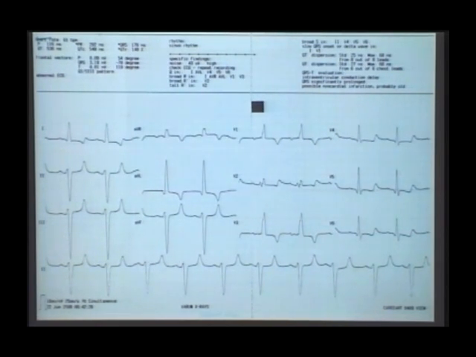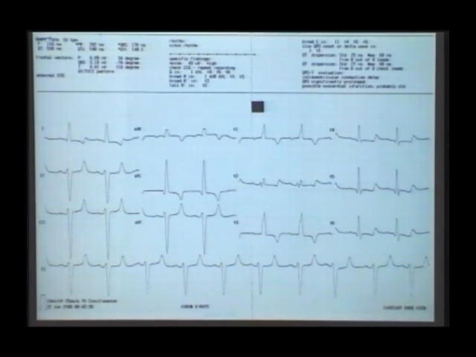What is the third step? Look at the PR interval. Immediately look at the PR interval. See the PR interval there. More than 0.2. That means what? Your posterior fascicle is also conducting slowly. Then it is a classical trifascicular block.